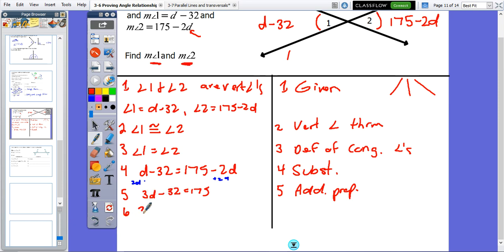So step 6 will be 3D equals 207. That again was another addition property. It's okay to use the same thing multiple times. There's nothing wrong with that.